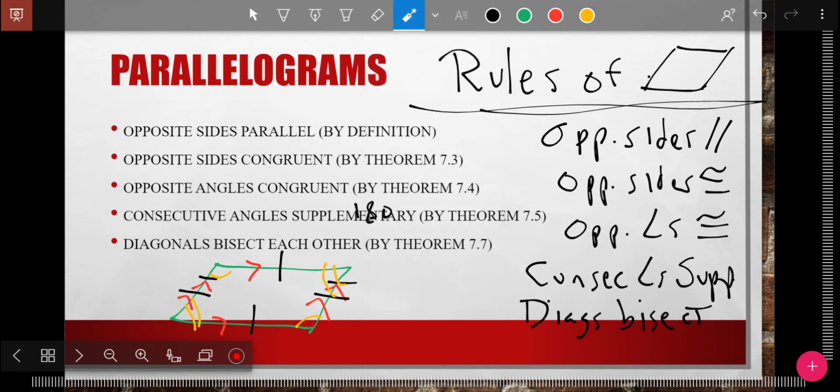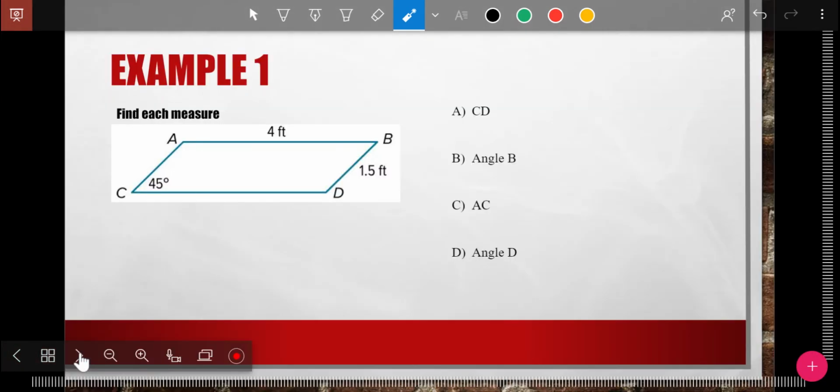Consecutive angles are 180. And so these 2 angles add to 180. These 2 angles add to 180. But also these 2 angles add to 180. And these 2 angles add to 180. And then diagonals bisect means if I drew the diagonals in, they would split themselves into 2 equal parts. So now we're just going to use those rules.